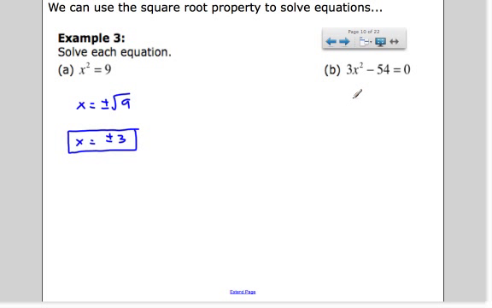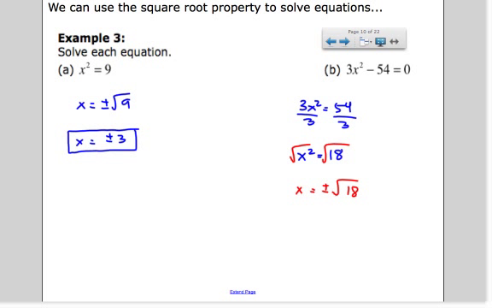This one looks a little more complicated, but I need that something squared equals a number. So 3x squared equals 54. I just added 54 to both sides. Now I'm going to divide by 3. So x squared equals, that's 1, 24 is 8, so I've got x squared equals 18. I'm going to square root both sides. And that gives me x equals plus or minus the square root of 18.